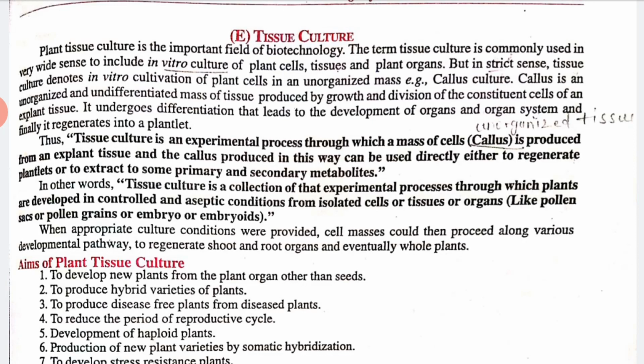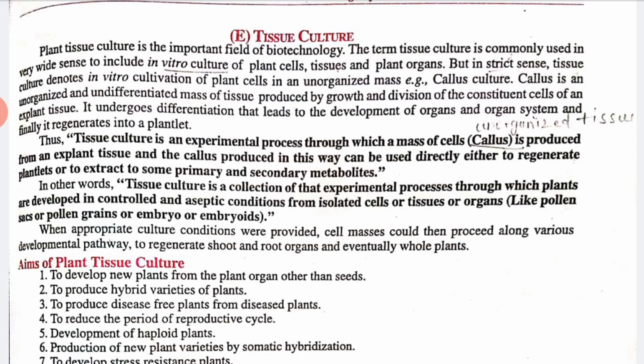process through which a mass of cells, callus, meaning an unorganized tissue, okay, is produced from an explant tissue, and the callus produced in this way we can use directly either to regenerate plantlets or to extract some primary or secondary metabolites, okay. This is known as tissue culture, okay. So I will also show you an example of how.